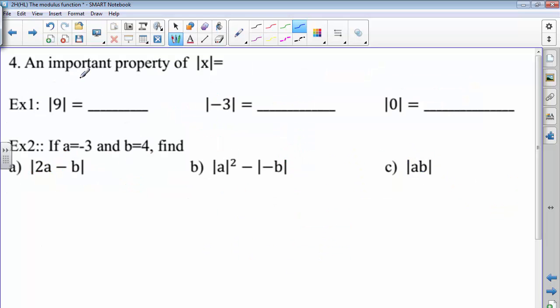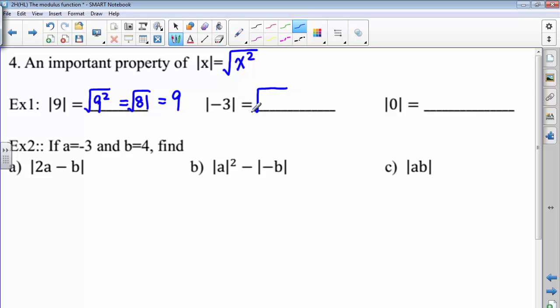Number 4, let's look at a very important property of the absolute value of x. The absolute value of x is always the square root of x squared. Let's look at the first example. The absolute value of 9 is equal to the square root of 9 squared. The square root of 9 squared is the square root of 81. The square root of 81, of course, is 9. So the modulus of 9 is 9.